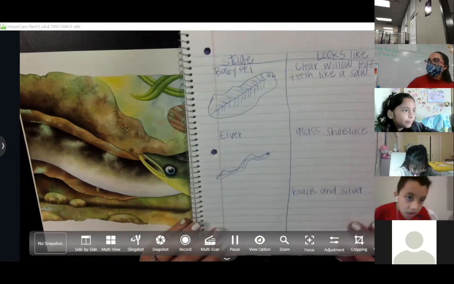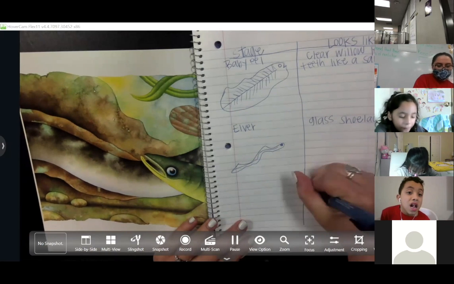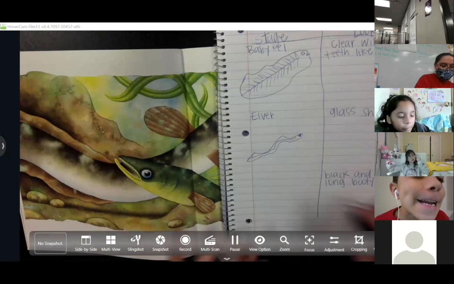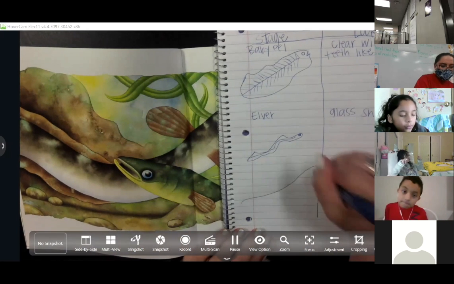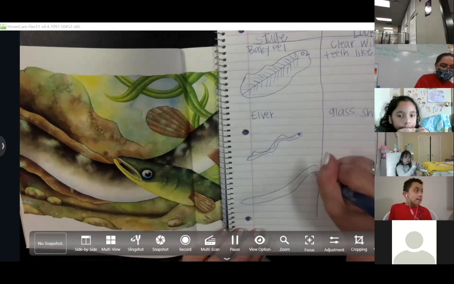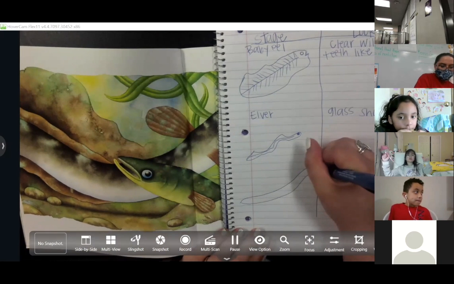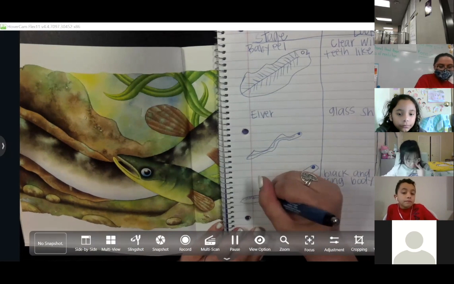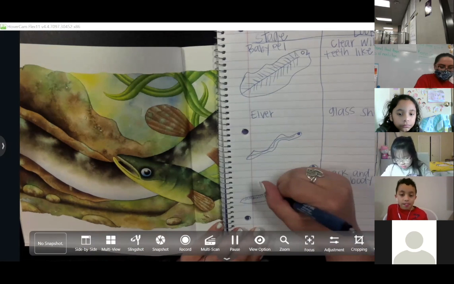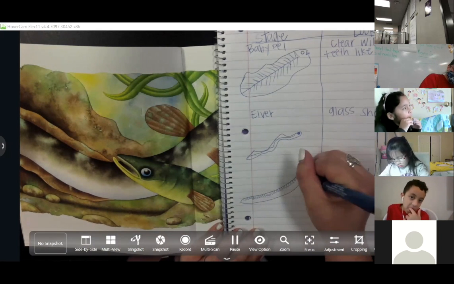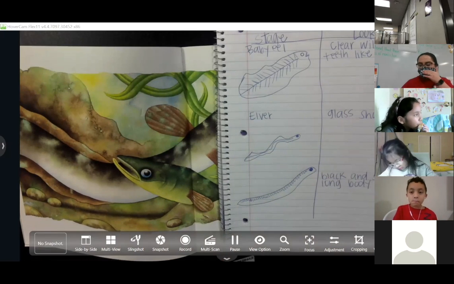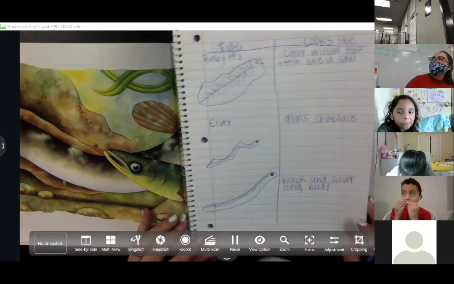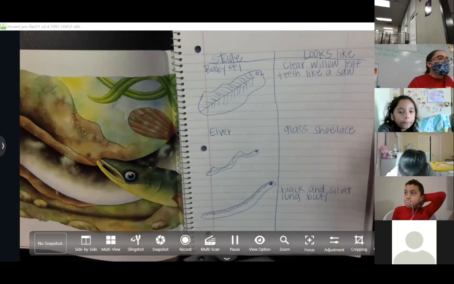So he's black and silver, and he's really long. He has a long body. So I'm just going to draw this really long eel. Got an eyeball right here. And he's kind of dark on the top, so I'm just going to color that in a little bit. Okay. So this is how we can use our book to help us remember.